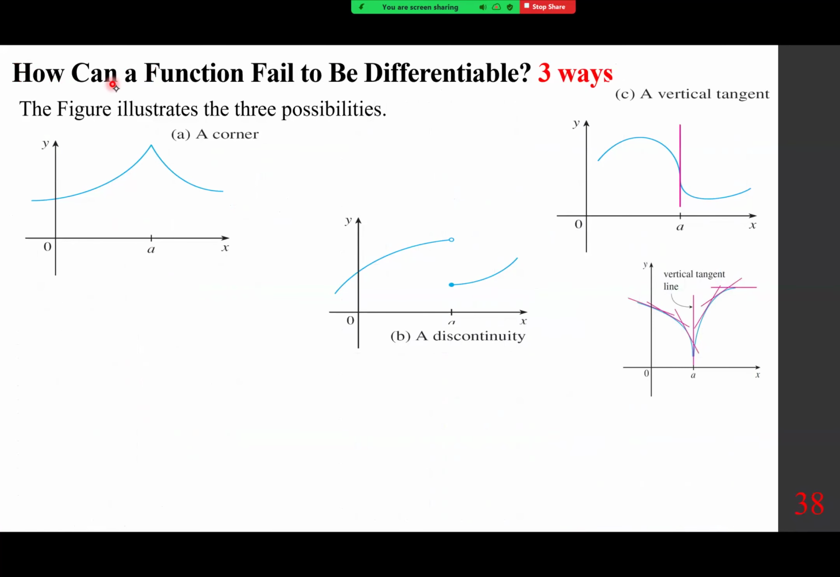How can a function fail to be differentiable? 3 ways. If we have a corner, or simply a sharp corner, if we have a discontinuity, if we have a vertical tangent line.